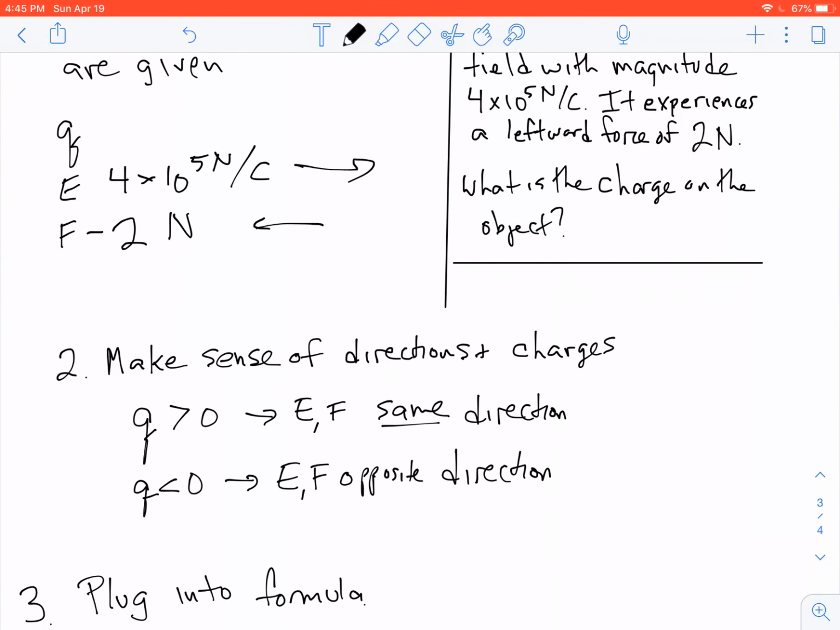All right. Now we've got to make sense of the directions and the charges. Here, do we have the electric field in the same or in the opposite direction from the force? Clearly one is to the right and one is to the left, so that is the opposite direction. So we know that Q is going to have to be less than 0. Let's keep that in mind as we go.